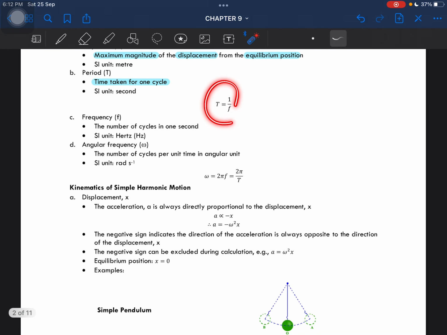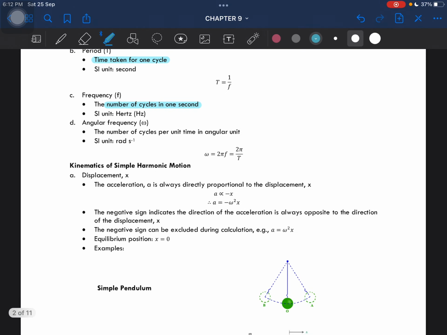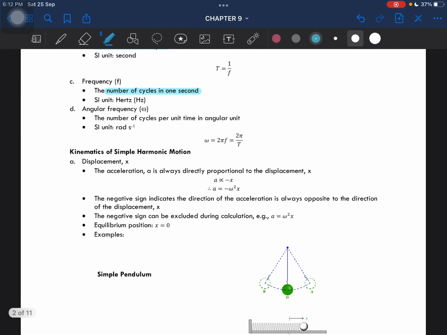This is the formula. And then we have frequency, which is the number of cycles in 1 second. The unit is hertz. And lastly, we have angular frequency. It is also known as angular velocity or omega. This is the number of cycles per unit time in angular unit. Angular unit means it is in radian per second. So this is the formula given here.